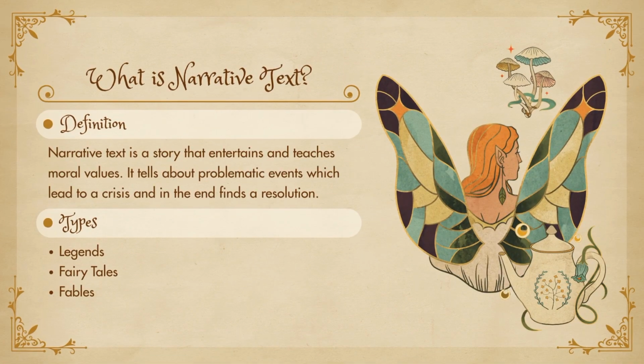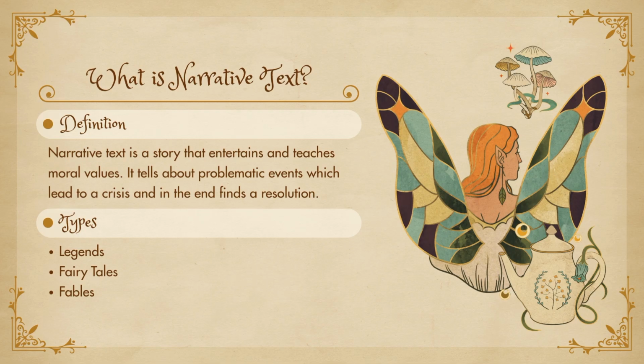So, what exactly is narrative text? Well, narrative text is a story that entertains readers and teaches us moral values. It tells about problematic events which lead to a crisis, and in the end, finds a resolution. In simple words, it's a story with a problem and a solution.